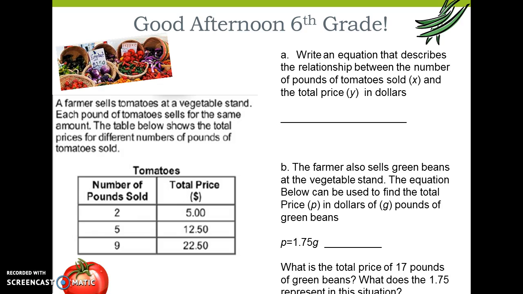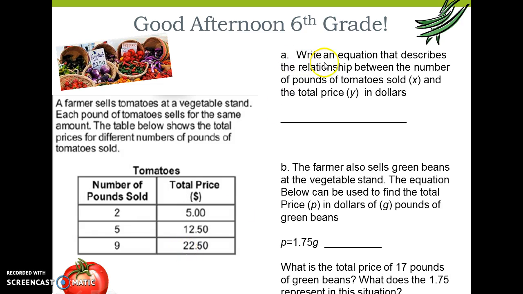Okay, everyone, so let's go ahead and see how we solve A and B. So it says a farmer sells tomatoes at a vegetable stand. Each pound of tomatoes sells for the same amount. The table below shows the total prices for different numbers of pounds of tomatoes sold. So we can see our table here, where we have our tomatoes, we have the number of pounds sold, and we have the total price.